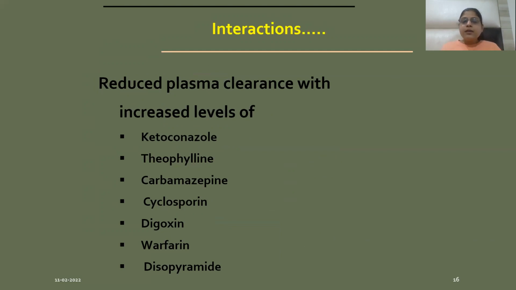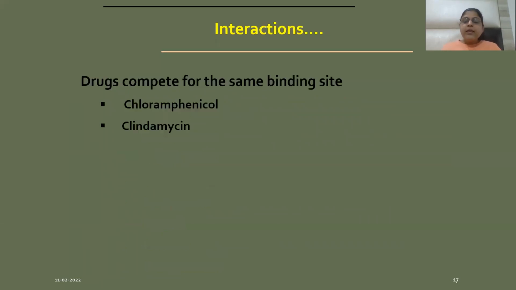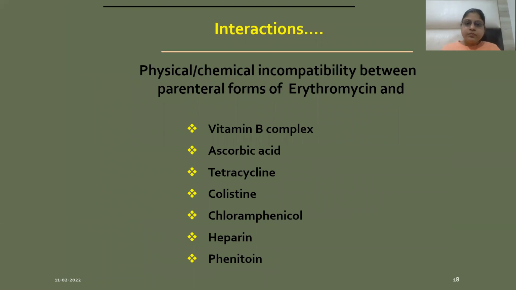They reduce the plasma clearance of ketoconazole, theophylline, carbamazepine, cyclosporin, digoxin, warfarin, and disopyramide. And these drugs compete for the same binding site, meaning they also act at the 50S ribosome and prevent the translocation. That is chloramphenicol and clindamycin.